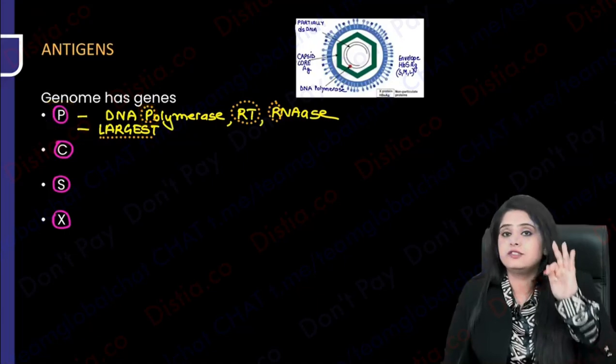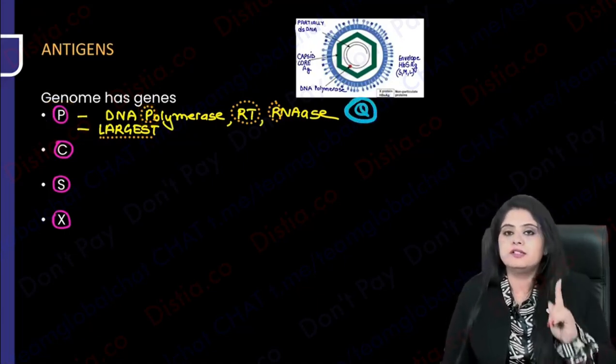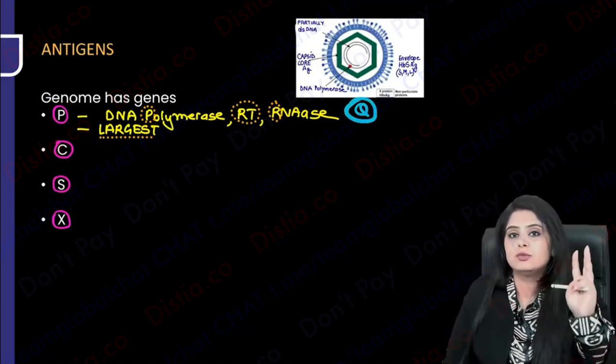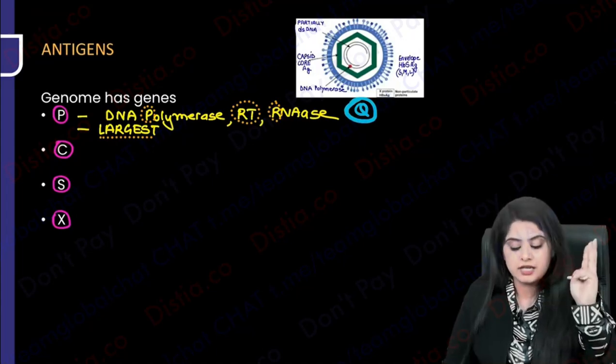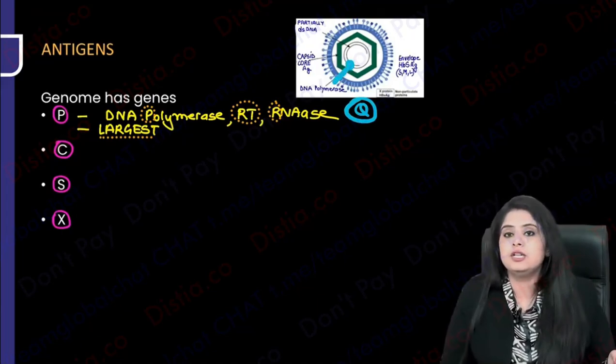No, it makes 3 things. This is a question that can come. The P gene makes 3 things. DNA polymerase understood, P for P, but it makes 2 R's also, the reverse transcriptase and the RNase. Okay, so this dot over here was the P gene's products, polymerase, RNase, RT, all that.